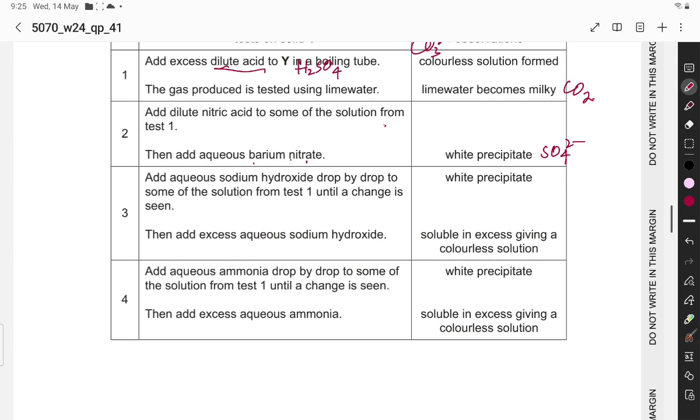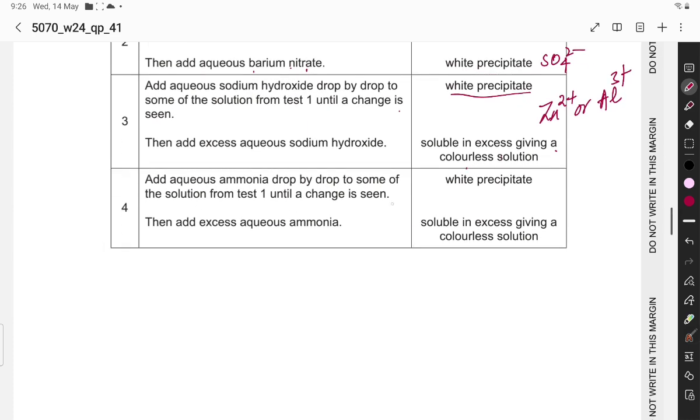Add aqueous sodium hydroxide drop by drop to some of the solution from test 1 until a change is seen. Then add excess aqueous sodium hydroxide. White precipitate soluble in excess, giving a colorless solution. It can be zinc or aluminium.